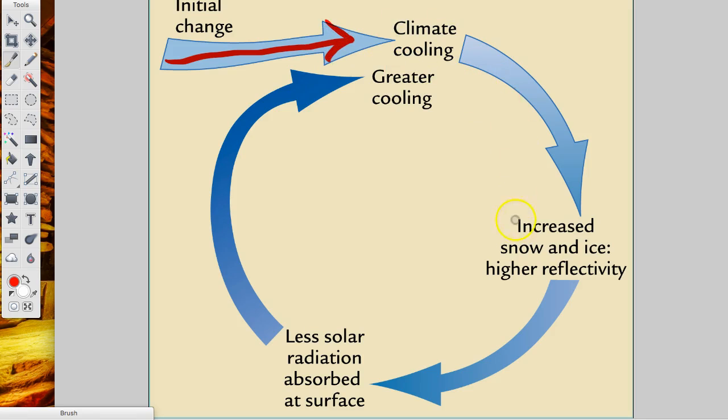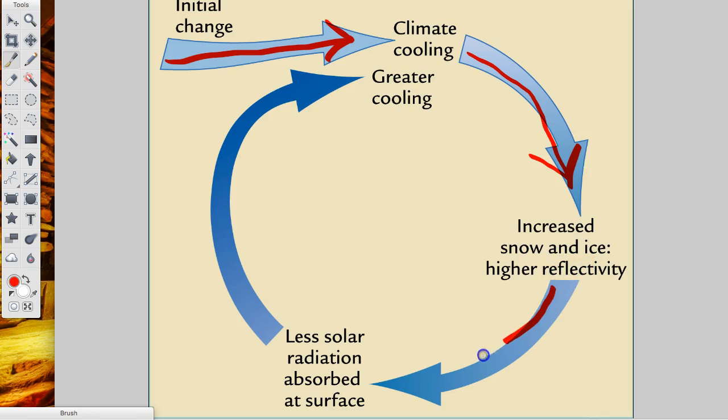So if you get a cooling climate, you're going to get an increase in snow and ice coverage over Earth's surface, which is going to greatly increase the albedo. So it's going to be increased reflectivity. Remember that water is really great at absorbing radiation. So if you cover that water with ice, you're making a huge difference. So now we have an increased reflectivity, therefore an increased albedo of Earth's surface.